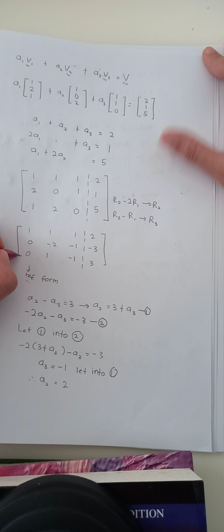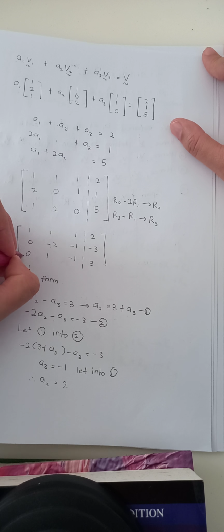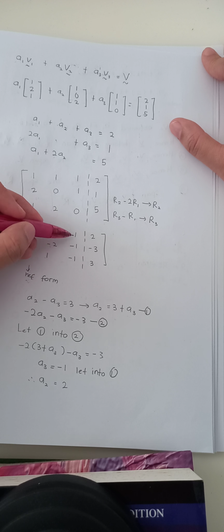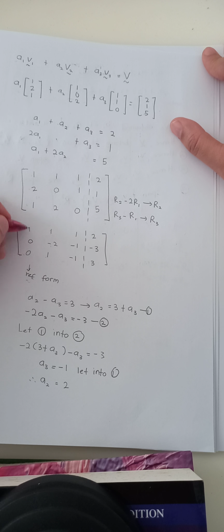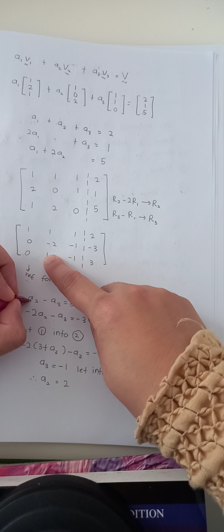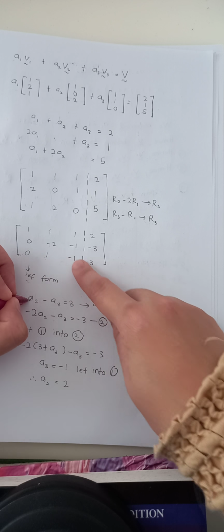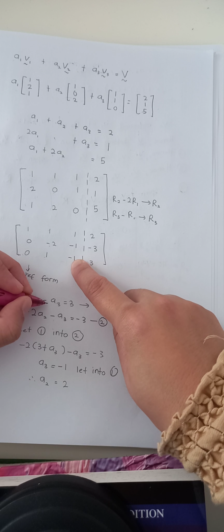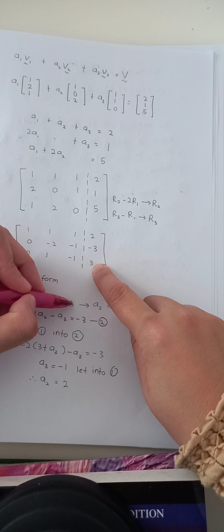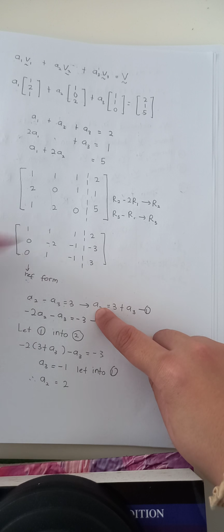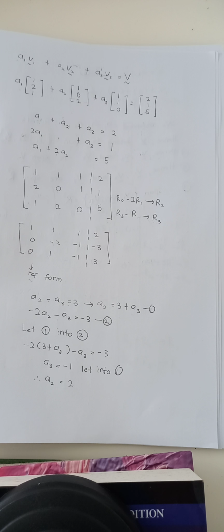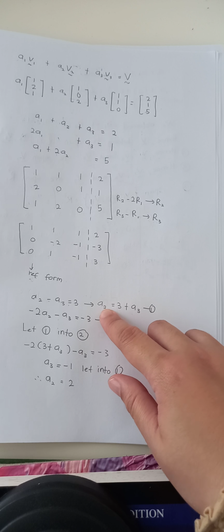I solve the last row first. This one is A2, right? This one is the column for A2. This one is the column for A3. This one is the column for A1. So this last row, this value is 1, so I put it as A2. For A3 the value is negative 1, so I put negative A3, and this equals 3. So I make it in the form of A2 as the function.